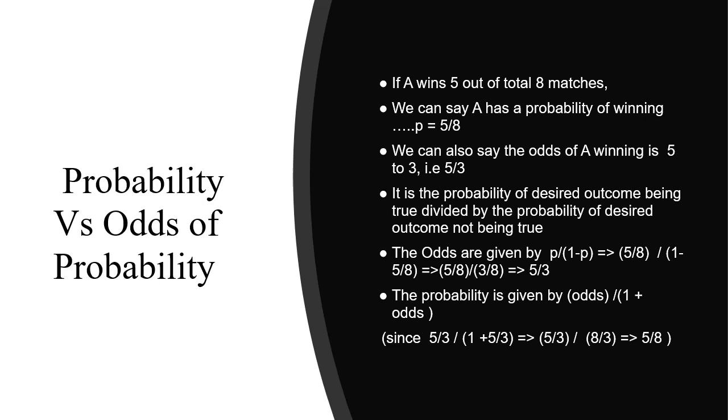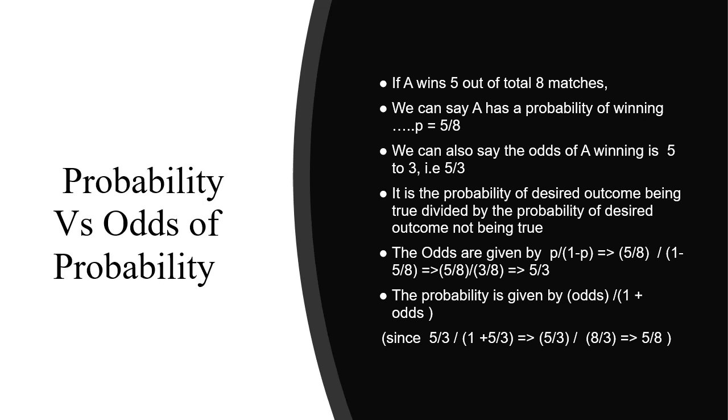Suppose A and B play 8 matches, and A wins 5 times. Then the probability of A winning, we can say, is 5 out of 8. The probability of A losing is 3 by 8. Now, we can say the odds of A winning are 5 to 3. That is 5 wins versus 3 losses. So 5 by 3 can be said as the odds.